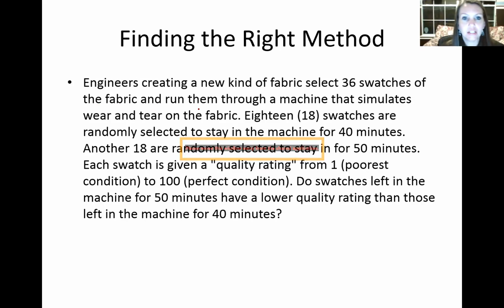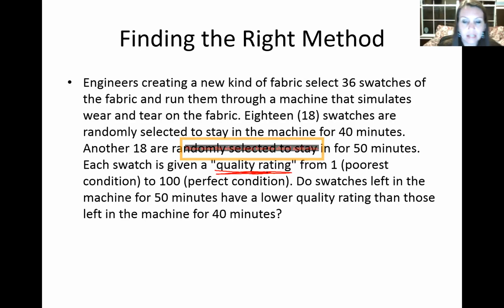All right, engineers creating a new kind of fabric select 36 swatches of the fabric and run them through a machine that simulates wear and tear on the fabric. 18 swatches are randomly selected to stay in the machine for 40 minutes. Another 18 are randomly selected to stay in for 50 minutes. Each swatch is given a quality rating from 1 poor condition to 100 perfect condition. Do swatches left in the machine for 50 minutes have a lower quality rating than those left in the machine for 40 minutes? All right, so this time we're measuring quality rating.